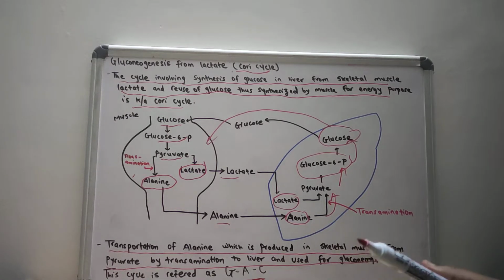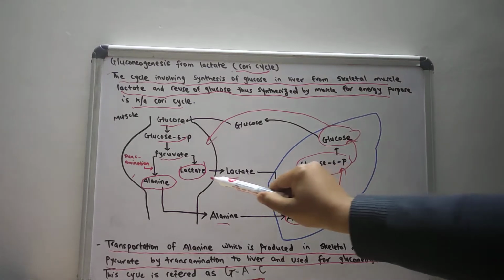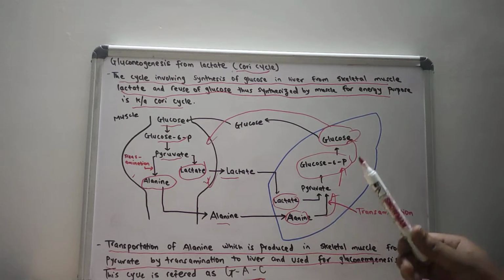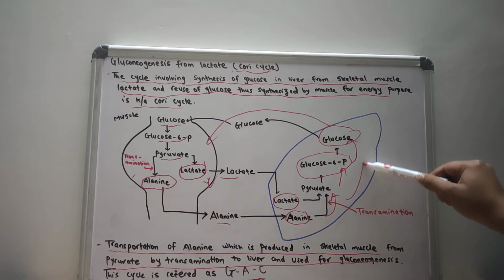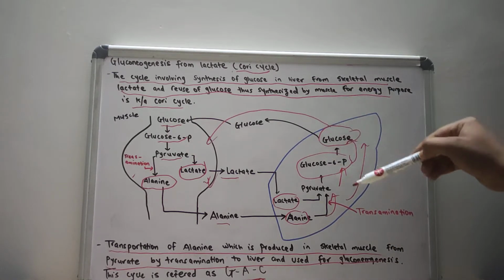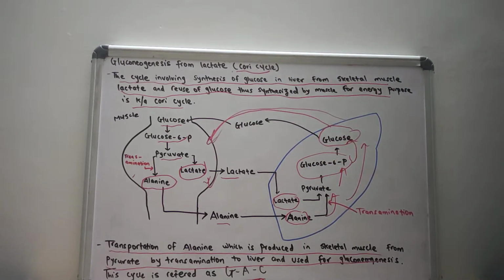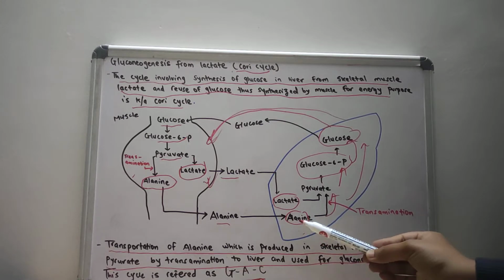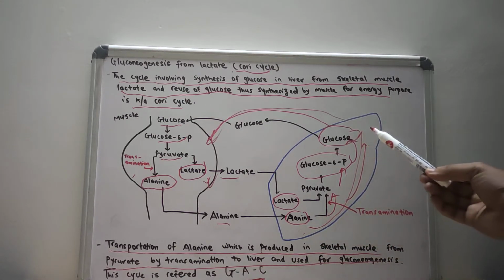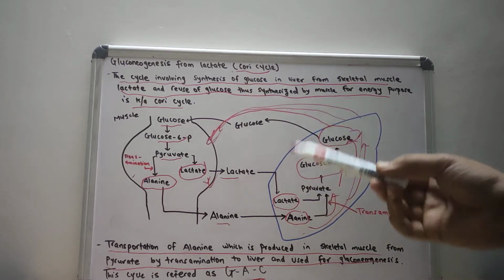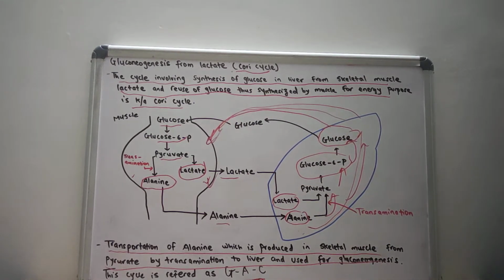So basically what I am saying is that the skeletal muscle doesn't contain the glucose 6 phosphatase enzyme, and due to this, when lactate is produced, it is transported to the liver for the generation of glucose, and this glucose generated in the liver is utilized again by the skeletal muscle. Similarly, alanine produced in the skeletal muscle is transported to the liver and converted to glucose, and this glucose can be utilized by the skeletal muscle. So this is the Cori cycle and glucose alanine cycle.